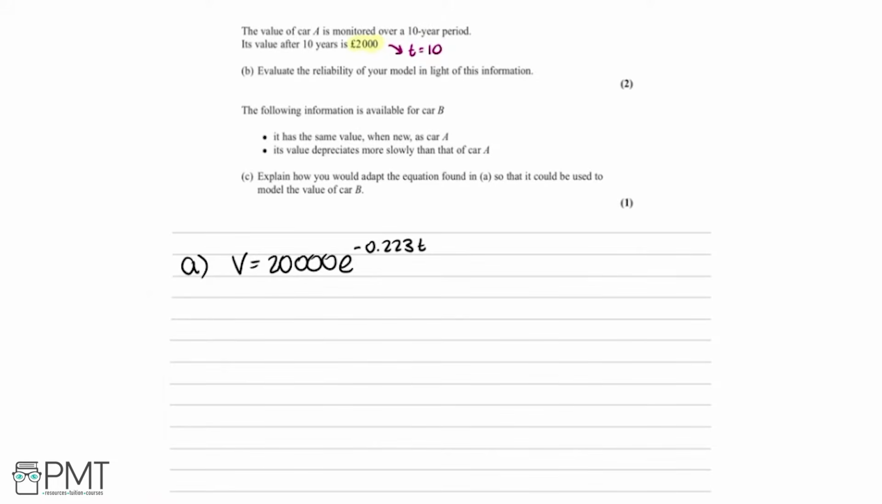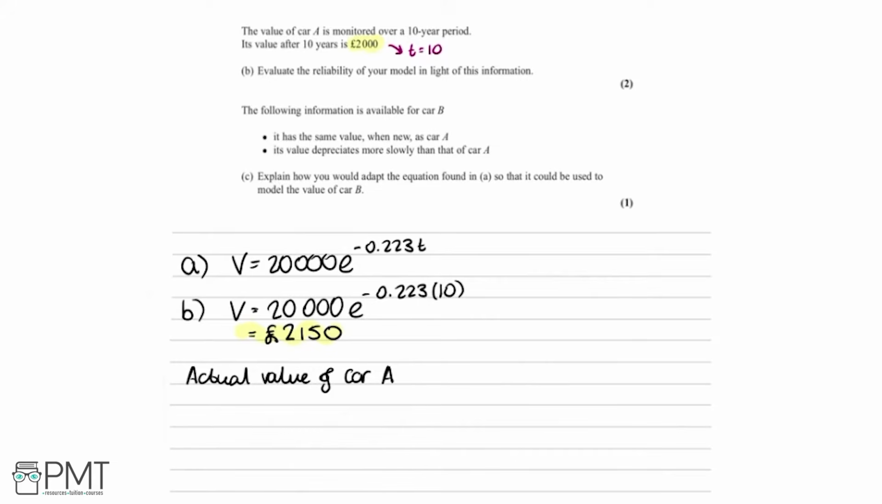And we see down here I've written our answer to part A. So this is the model we created in part A. The first thing I'm going to do is just look at what value our model says the car should be at after 10 years. So I'm going to say V equals 20,000 multiplied by e to the power of minus 0.223 multiplied by 10, because we're looking after 10 years. And putting that in the calculator, we get £2,150.